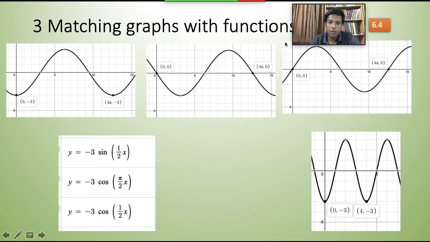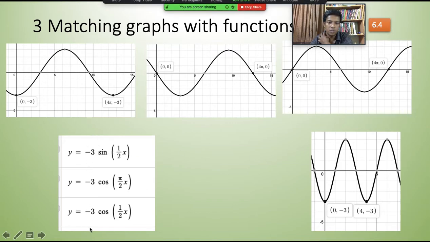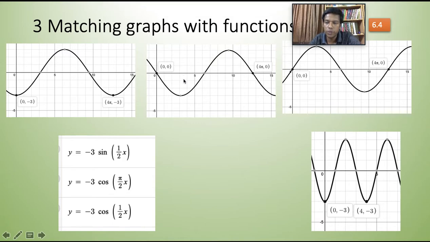These are the matching graphs with the given functions. So some graphs are given, some functions are given. You can try to have a look at which graph and which function are matching. Let's say these are A, B, C, D, and these are 1, 2, 3, 4. This way we can think. Okay, which one is matching with which graph?